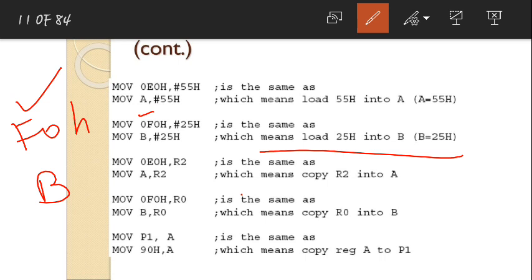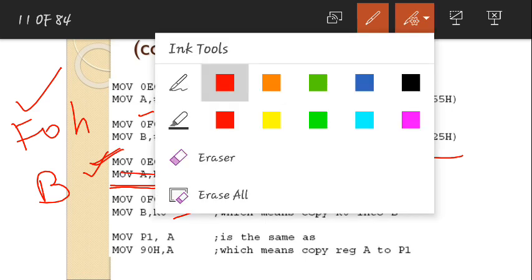Now next, see here, from R2 he is trying to move into A. Earlier he directly moved some immediate data. Now here he is trying to move from register R2 to E0, I mean A. So you can write it in this way or in this way. Here also he is trying to move from a register. If you see this line, this can be register addressing mode. If you see this line, you can say direct addressing mode because you have a direct E0 address here.